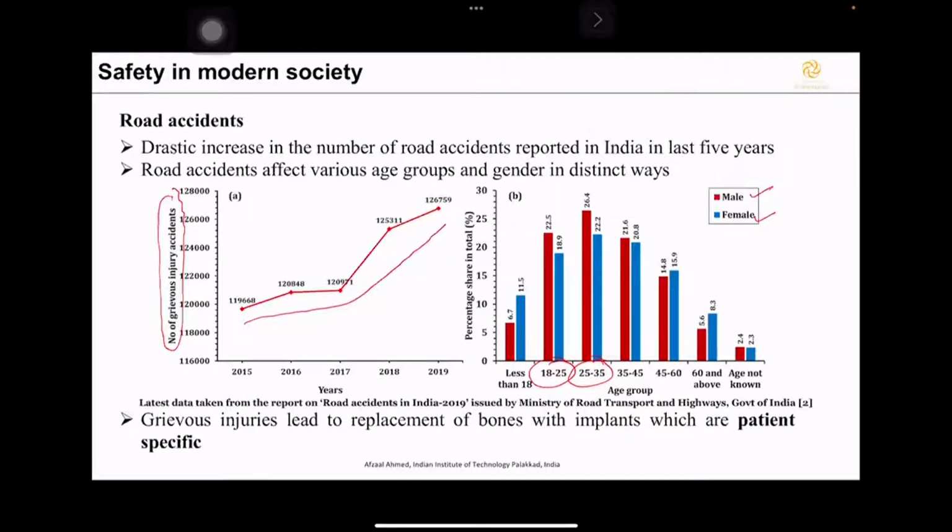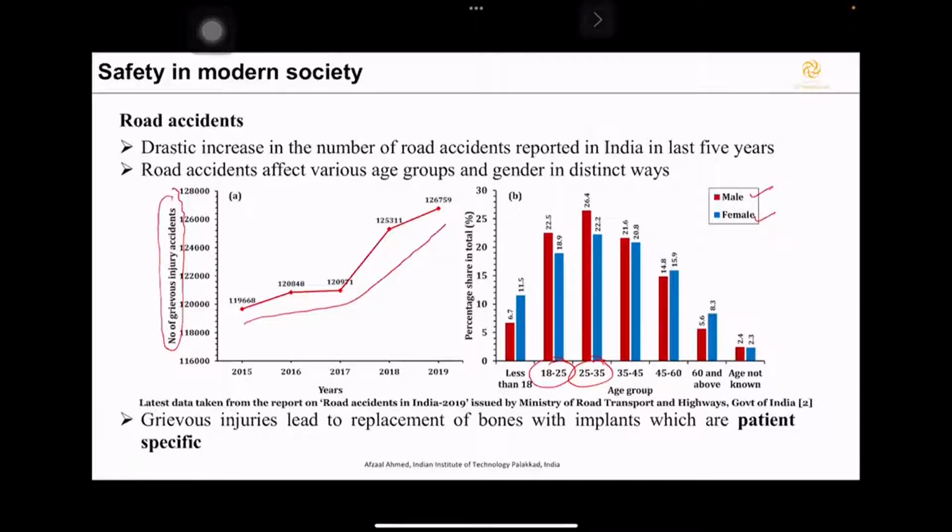Secondly, age group wise, if a 10-year-old meets with an accident, the type of implant needed is much smaller in size compared to a person who is 40 or 50 years old. So the demand is very personalized, very customized, and very much patient specific. This particular slide shows that.